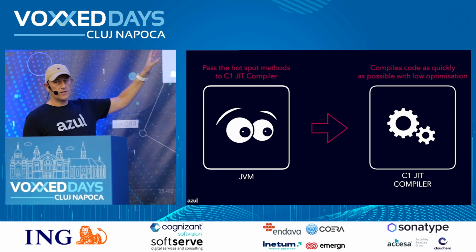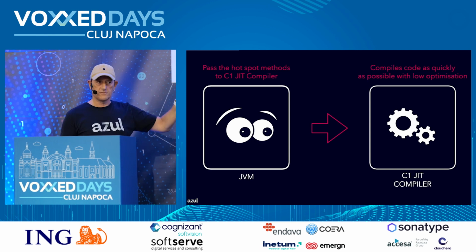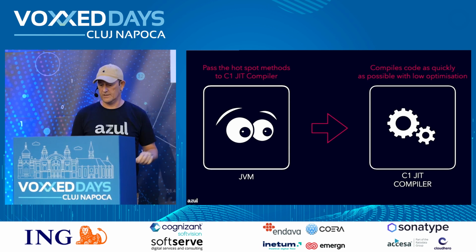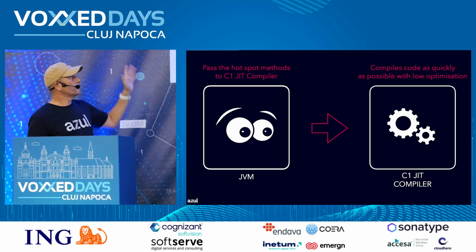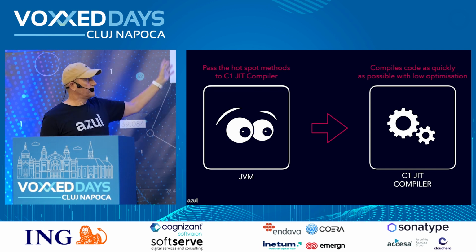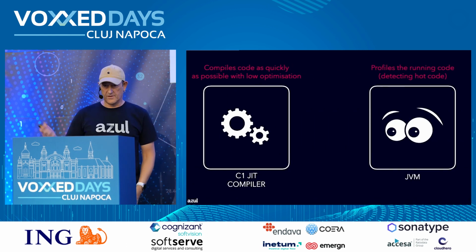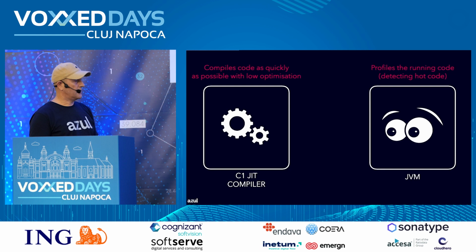The C1 compiler is really fast and doesn't do a lot of optimizations. The reason for that is to reduce startup time, right? This is the main reason. So the JVM takes the hot code from the interpreter and puts it into the C1 compiler, and this one compiles it and makes it available as compiled code as fast as possible.